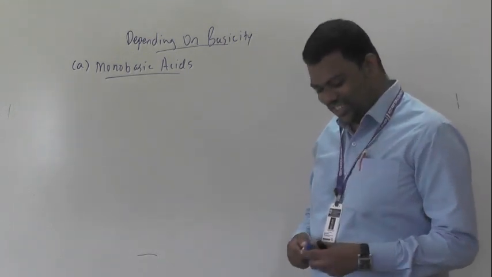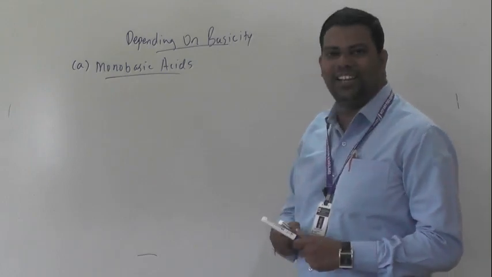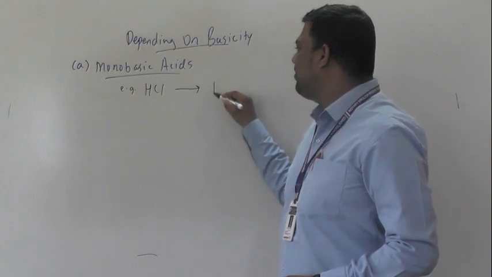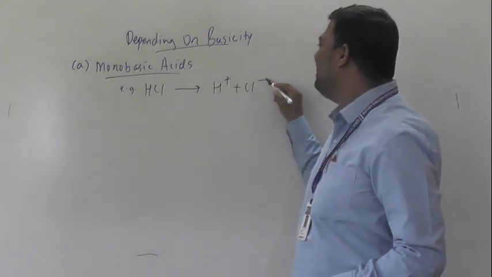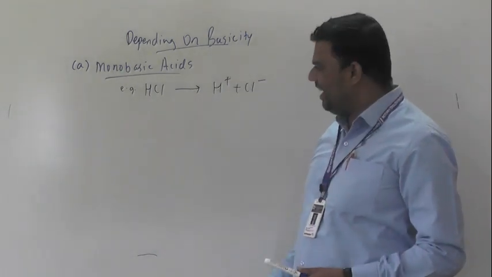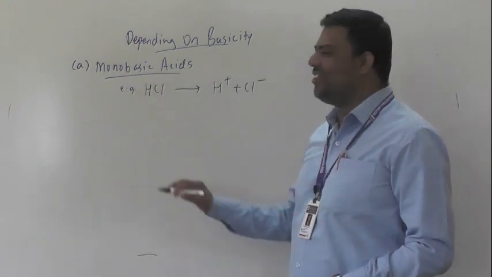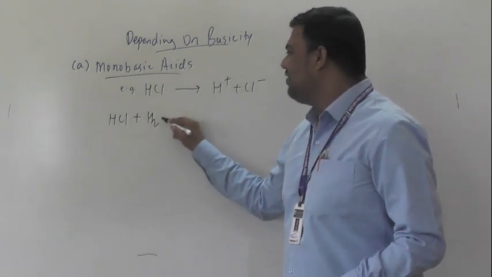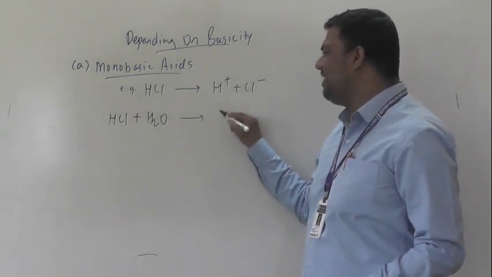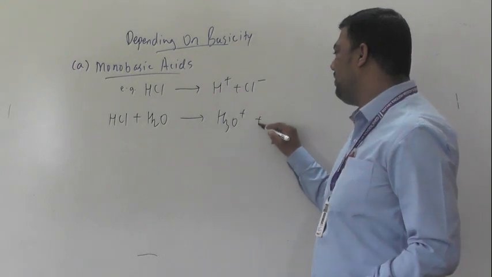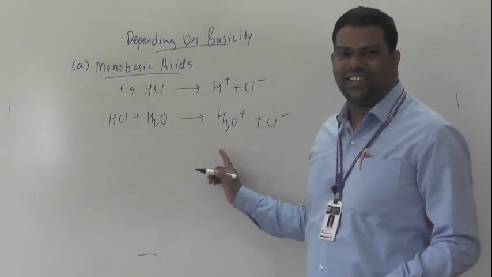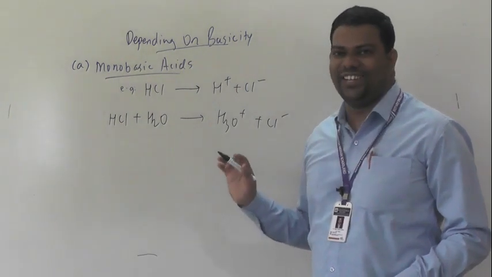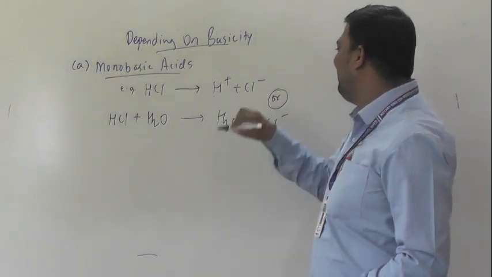Okay, so see here with the example. That example, as you know, is HCl. So H plus plus Cl minus. And if you are considering an aqueous solution, your reaction becomes like this: HCl plus H2O, acid and base, gives H3O plus plus Cl minus. Understood? Okay, so this is a basic difference, or here we can write or.